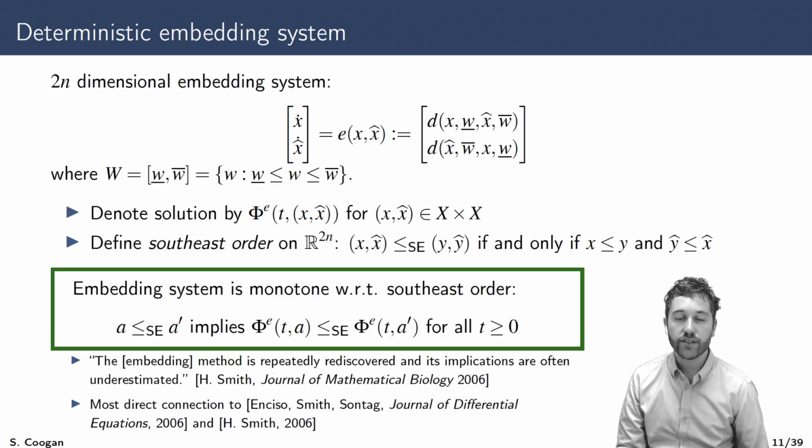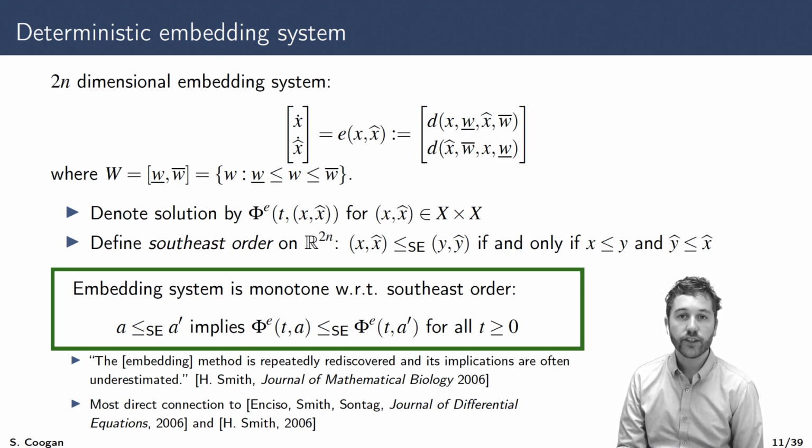Now we turn our attention to the next part of this talk, where we consider using the mixed monotonicity property to compute reachable and invariant sets. The key technical tool is the embedding system with 2n state dimensions, defined as shown here on the slide.